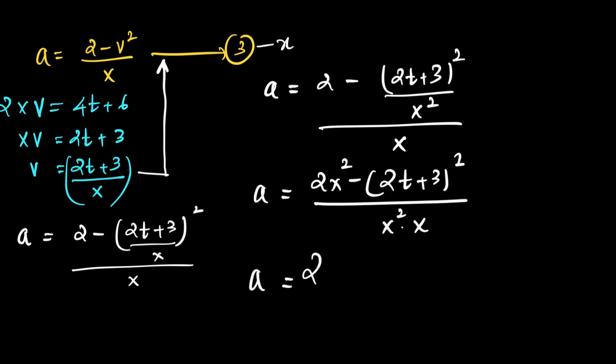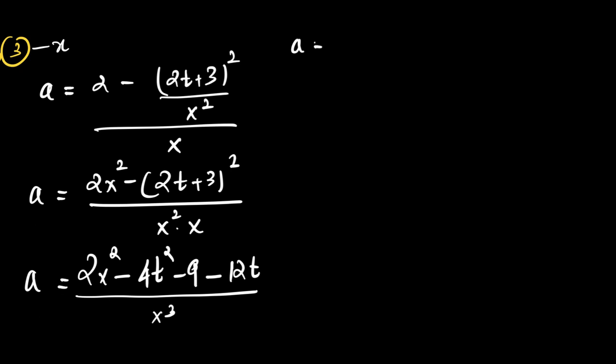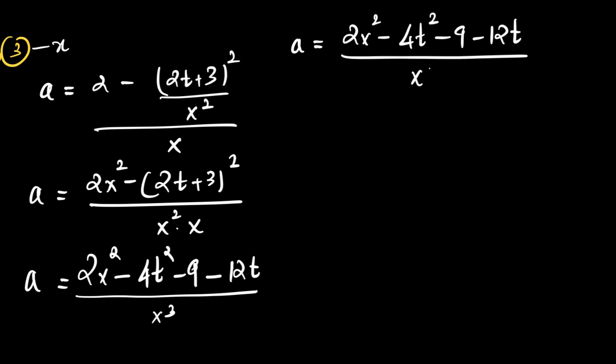So a will be equal to 2x squared minus... Now see, what is (2t plus 3) the whole squared? It is 4t squared plus 9, and this minus will make it minus 9, and then we have minus 2 into 2, 4, 4 into 3 is 12, we get 12t, the whole upon x cubed. So acceleration is now equal to 2x squared minus 4t squared minus 9 minus 12t, the whole upon x cubed.